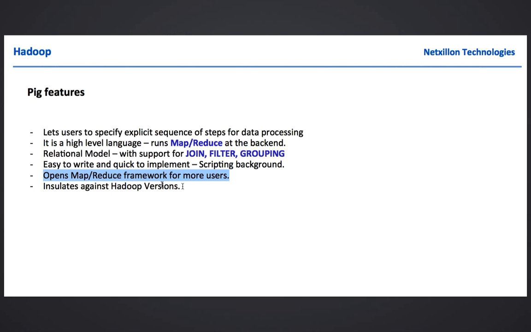So it insulates against Hadoop versions. It does not matter whether you are using Hadoop 1, Hadoop 2, or Hadoop 2.4. Pig runs on every Hadoop version. So it isolates things from you.